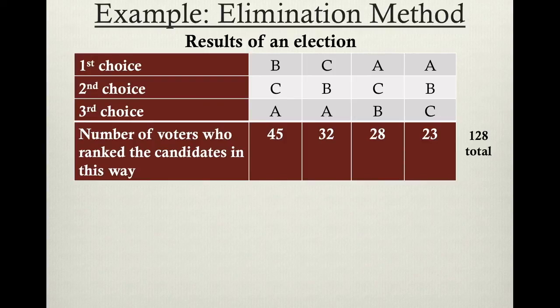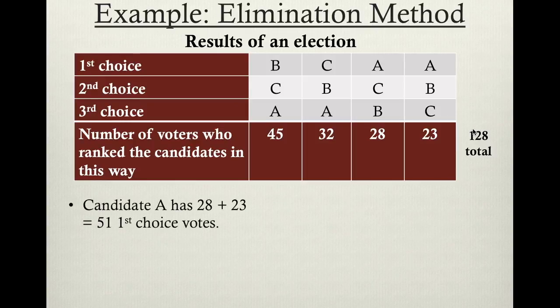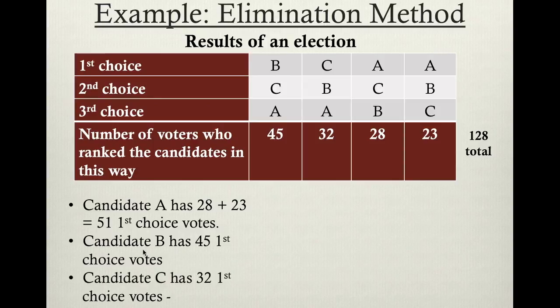Here's an example. We have, again, candidates A, B, and C, with 128 voters in total. Now, candidate A has a lot of first choice votes. One here, so 28 and 23 go to candidate A. So candidate A has 51 first choice votes. Candidate B has only one, but that's 45 votes. So candidate B's first choice here, so 45 votes go to B. Candidate C, however, is first choice in only the second one, which gives them only 32 votes. So because candidate C has the least first choice votes, goodbye, it's been eliminated.